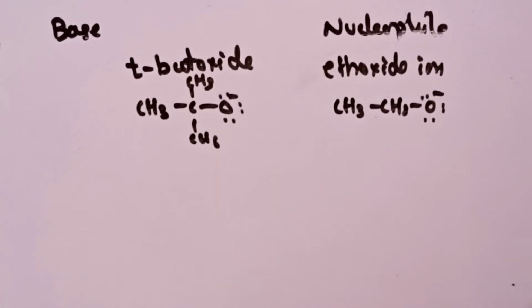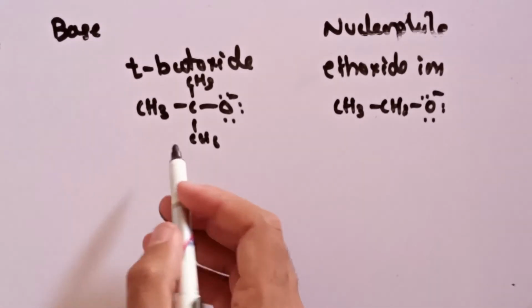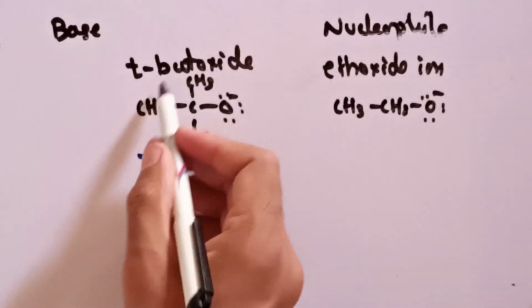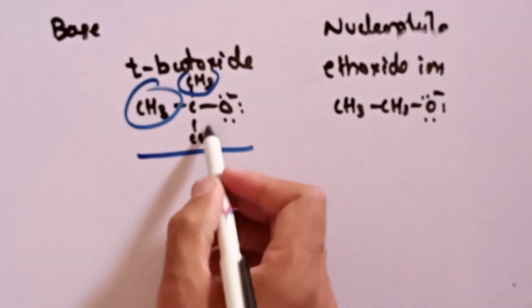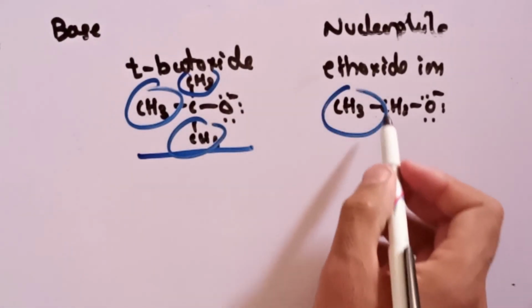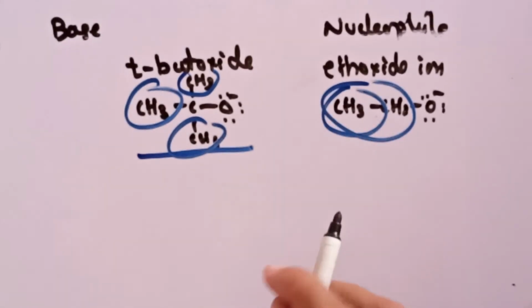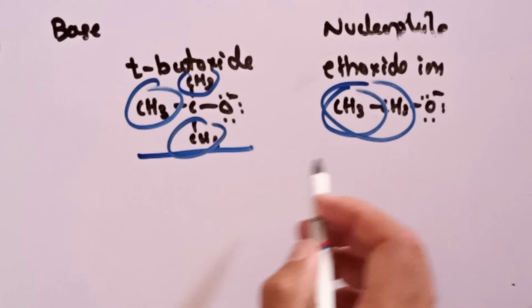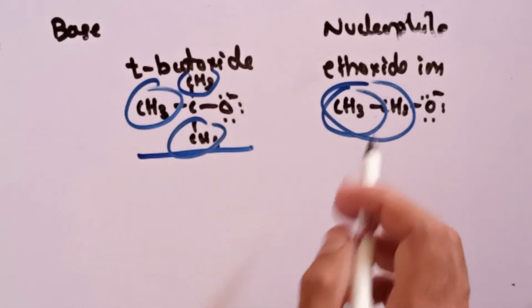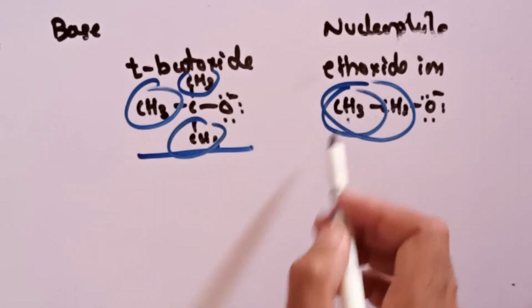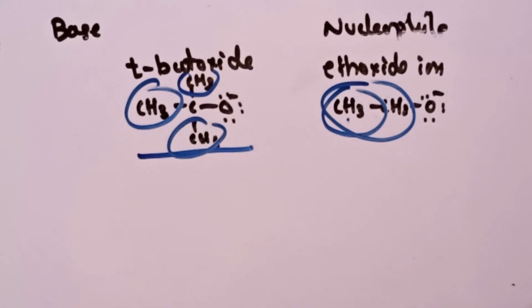Pause the video, please. Okay. In tertiary butoxide, there are 3 electron donating groups present toward the alpha carbon. Here in ethoxide, there is only 1 electron donating group, one methyl group. Here, 3 methyl groups are attached.